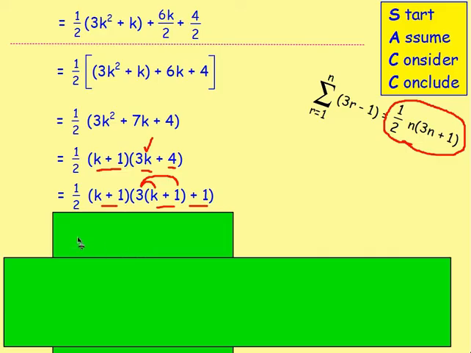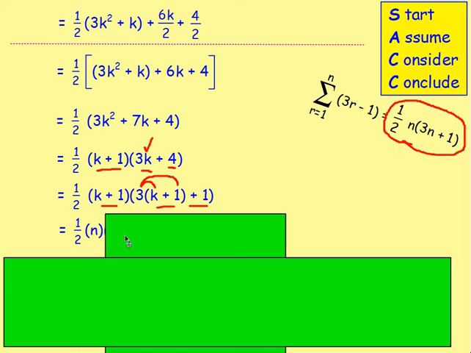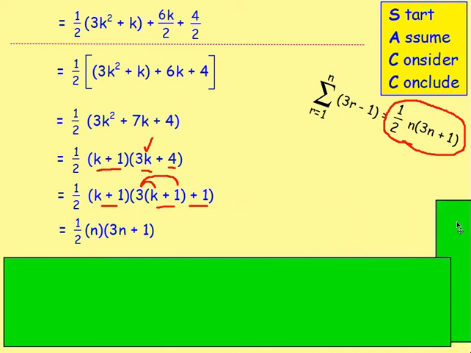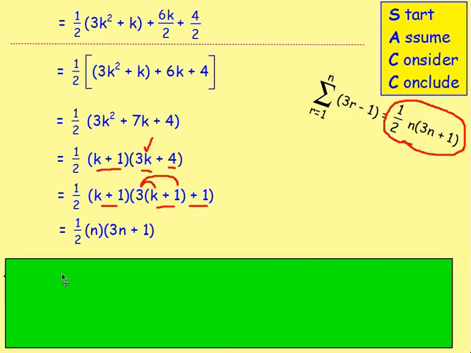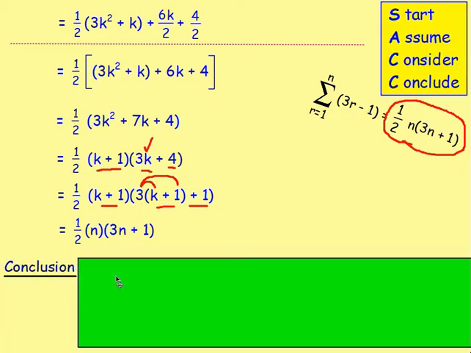So on our very, very last line, what we're doing is we're replacing that k plus 1 with n. So we have a half times n times the 3n plus 1. Have a look at the answer. You can see it is the exact same, minus those brackets. But that is what you wanted to get down to. After that, we considered n equals k plus 1. We did prove that that's true, so now we need to finish off with our conclusion.